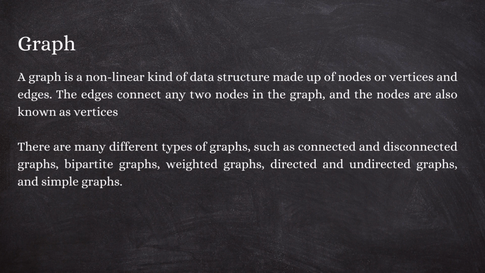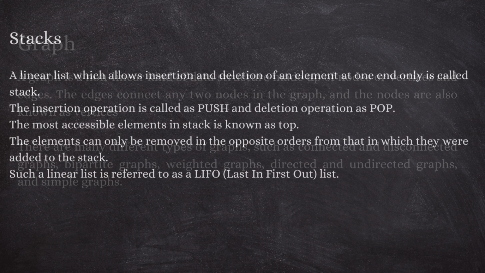Graph. A graph is a non-linear kind of data structure made up of nodes or vertices and edges. The edges connect any two nodes in the graph, and the nodes are also known as vertices. There are many different types of graphs, such as connected and disconnected graphs, bipartite graphs, weighted graphs, directed and undirected graphs, and simple graphs.